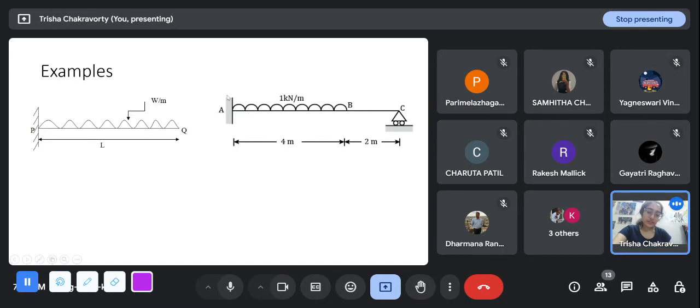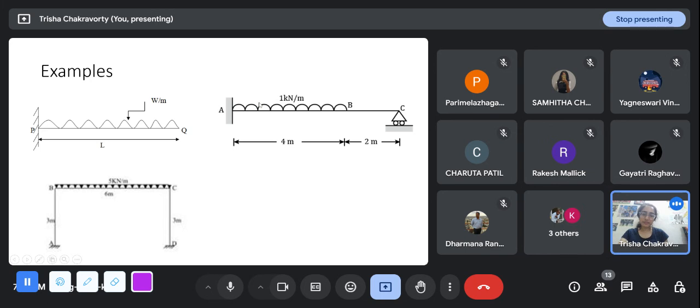So here we have three reaction forces at A: in the x direction, in the y direction, and a moment in the z direction. And at C, we have only one support reaction in the y direction, because the other two modes of displacement are free. So we have four support reactions and three equilibrium equations. So the degree of indeterminacy is 4 minus 3, which is 1.